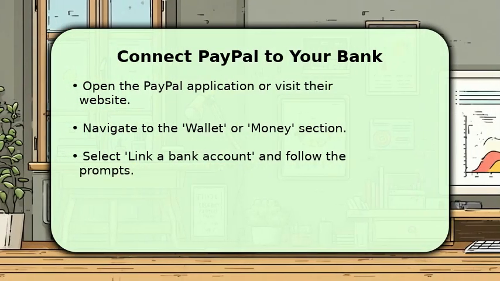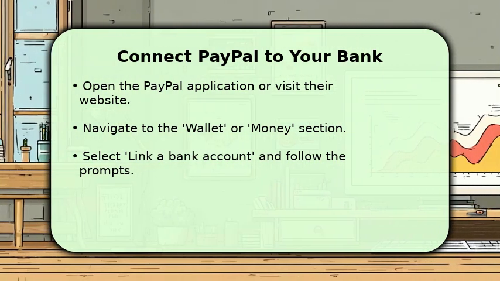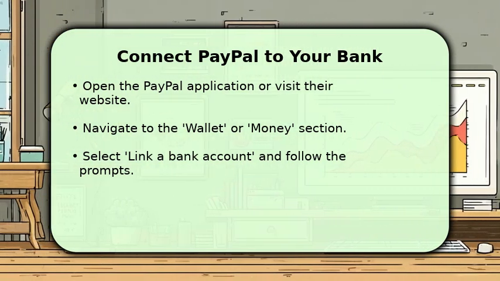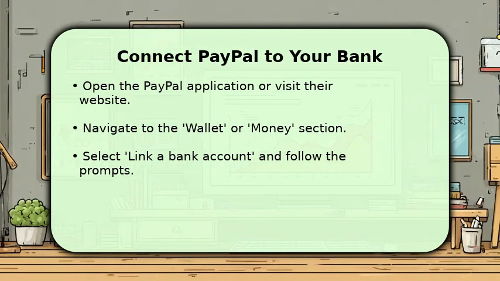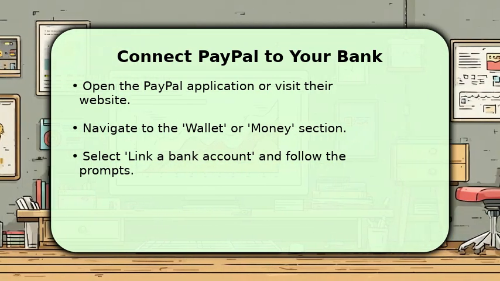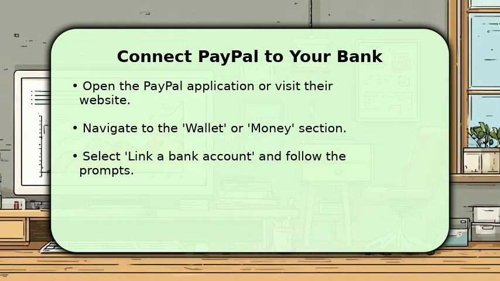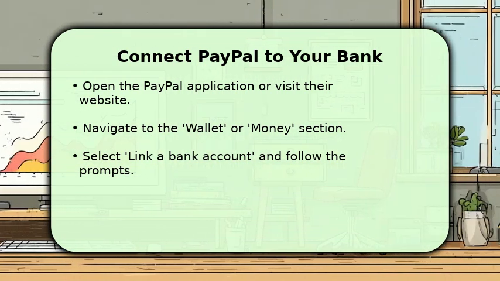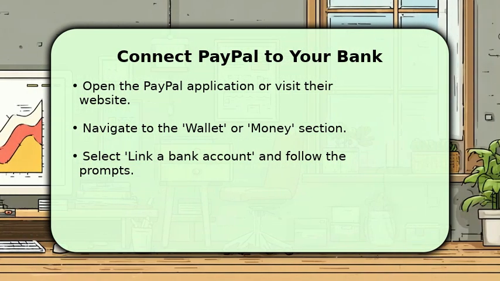Connecting your bank account to PayPal is a straightforward process. Open the PayPal application on your device or access their website through a browser. Locate the Wallet or Money tab and choose the option to link a new bank account. You will need your bank's routing number and your account number. PayPal typically verifies the account by sending two small deposits, often less than $1 each, which you will confirm later.